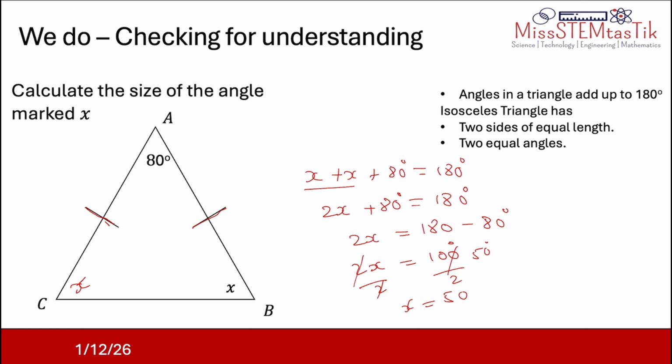We can also check your answers. So 80 plus 50 plus 50 is equal to 180 degrees.